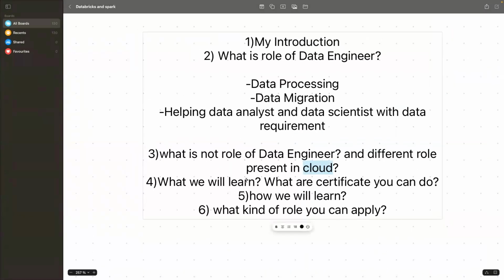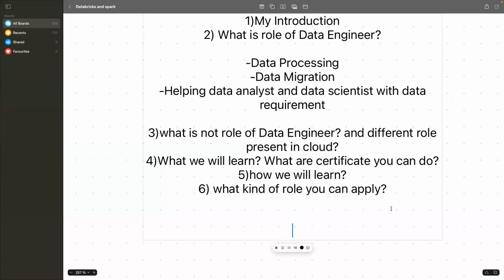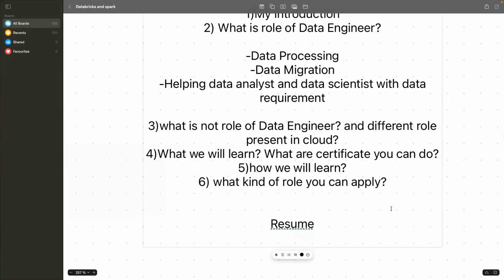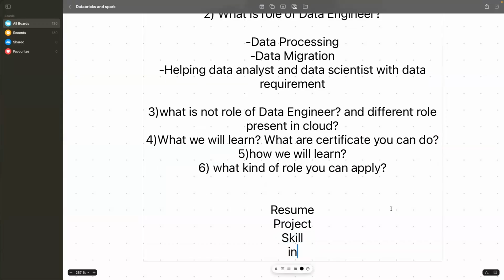All right, how will we learn? As I told you, I will basically help you end to end. Whenever you want to apply to any sort of job, what are the things you need? You need a good resume, you need projects to be done, you need a relevant skill set, and you need some interview preparation. So I will help you with everything.